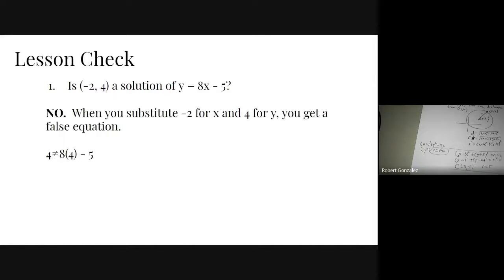Okay. The answer is no, because when you substitute negative 2 for x and 4 for y, you get a false equation. You can see it right there. 4 does not equal 8 times 4 minus 5. How about sketching this graph using a table? What points should you use in your table? What is your axis of symmetry? Does anyone know the axis of symmetry here?